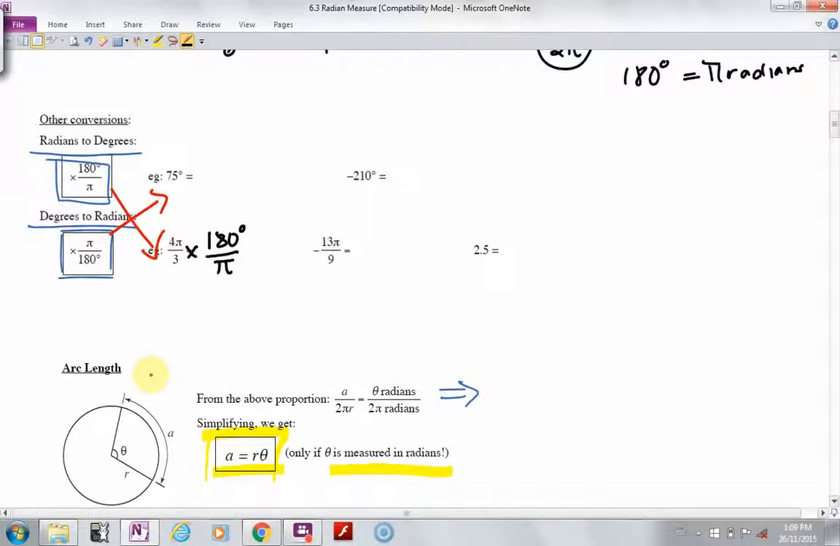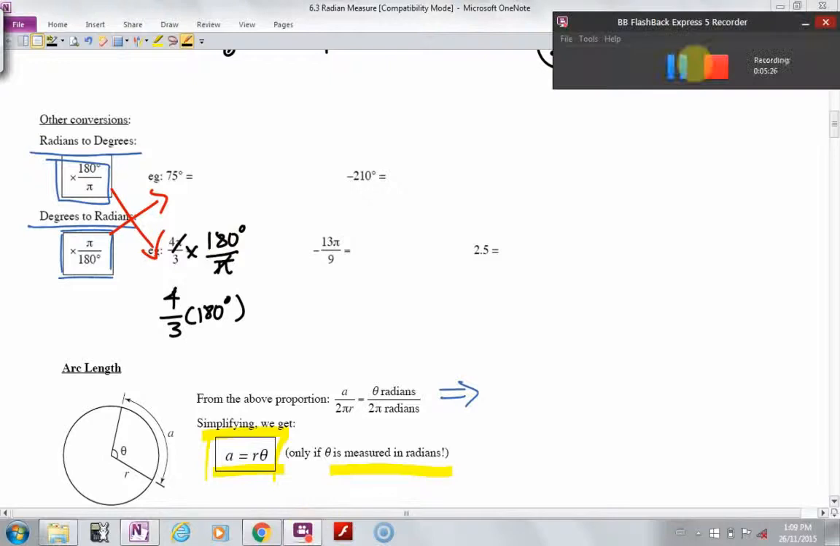Notice when we do that, the pi's here and here divide out. And so what we get is 4 over 3 times 180 degrees. So it's exactly the same as if I had just taken that 180 degrees and substituted it in there for pi, because pi is the same as 180. Yay! So that's a shortcut.